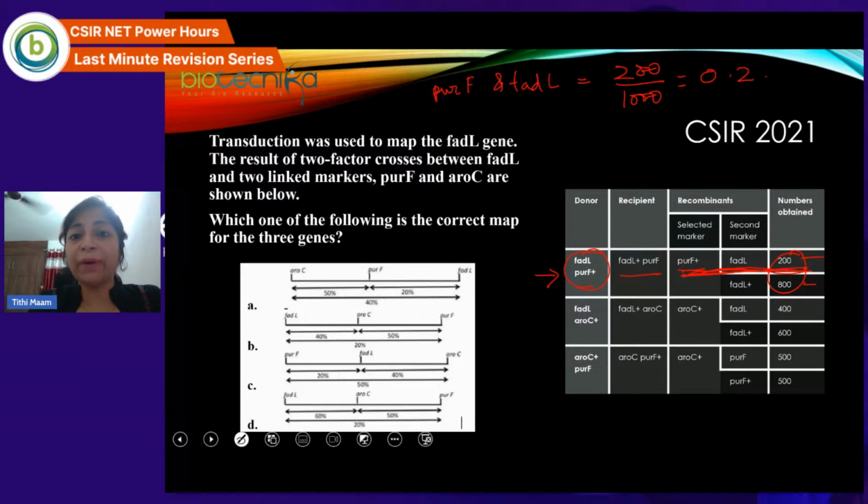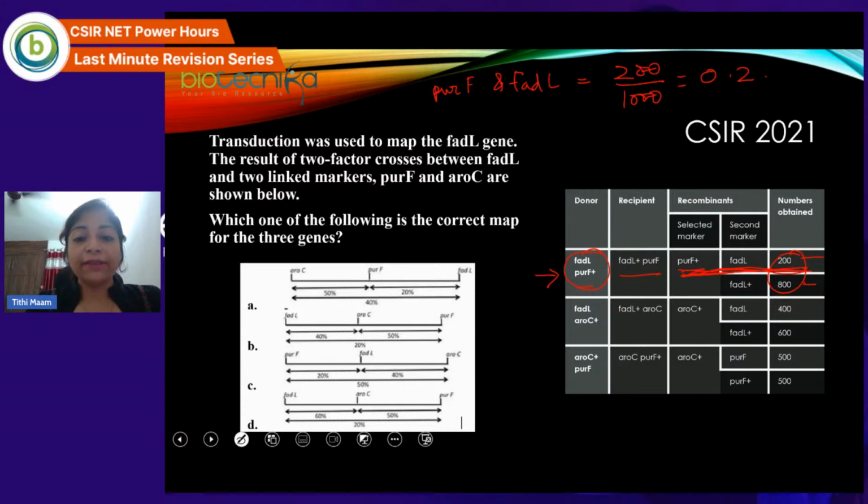What is the difficult part here? The difficult part is to first identify who will be the co-transductant. Is it not? And if your concept here is clear, you will be able to do it very easily.